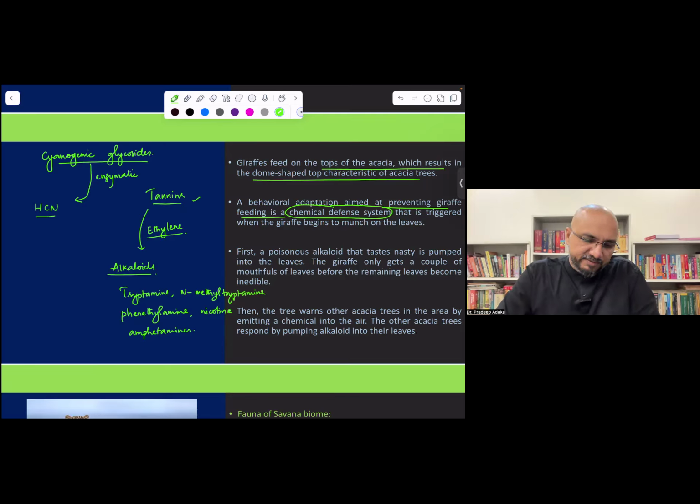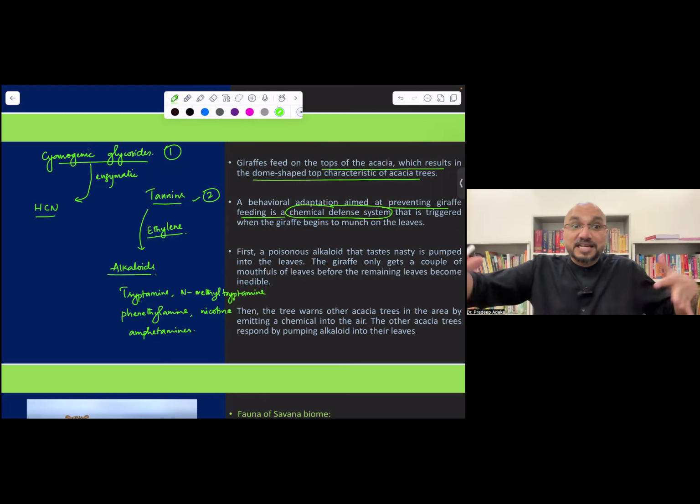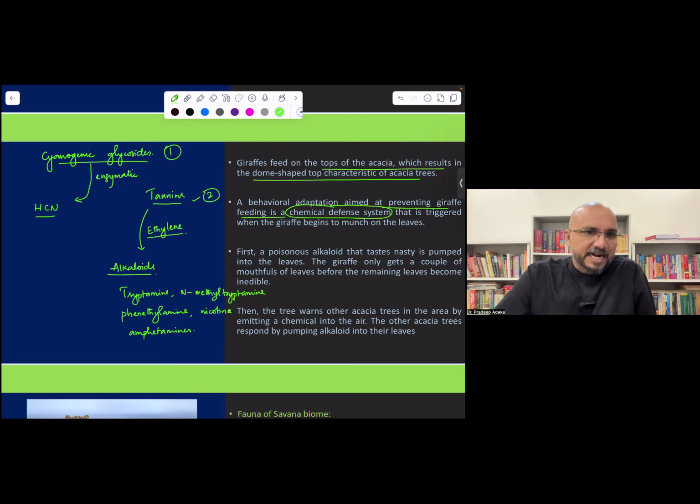So these are the different defense mechanisms. One, cyanogenic glycosides are produced. Second, a large amount of tannins are produced. Ethylene hormone will trigger the rest of the plant, and because it is a gaseous hormone, it is also released outside and will alert the surrounding trees. And a mix of alkaloids are also produced. So these are the different defense mechanisms available with the plant against the herbivores, right?